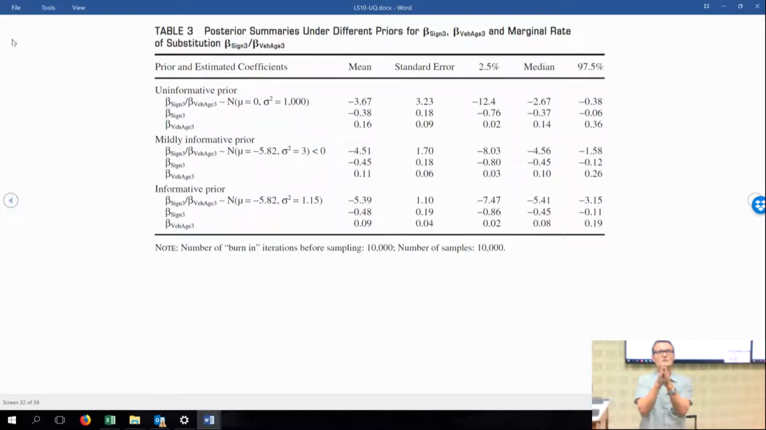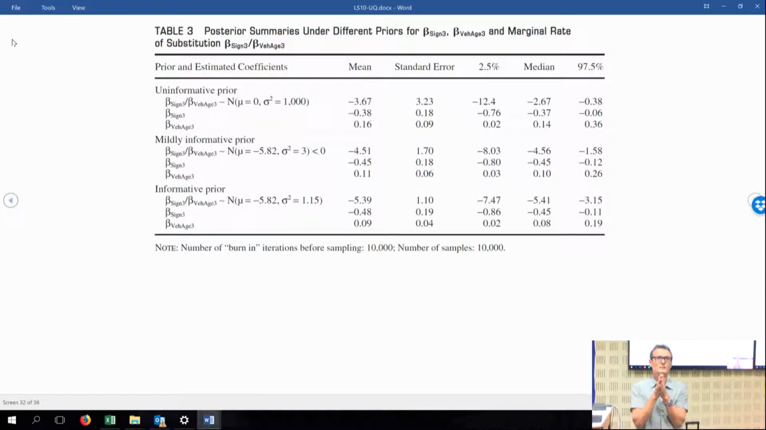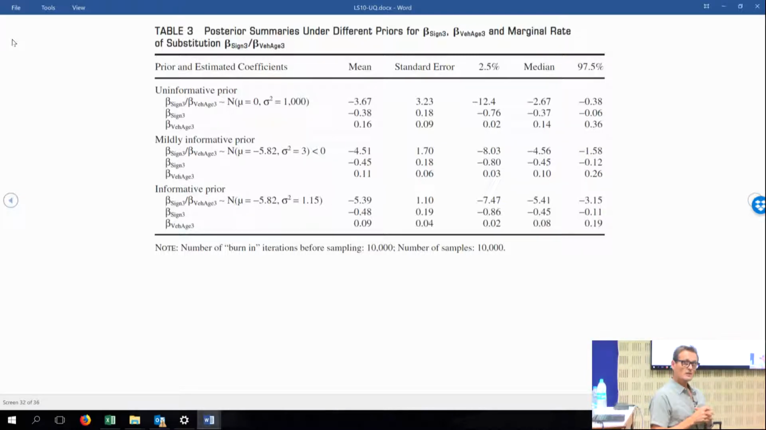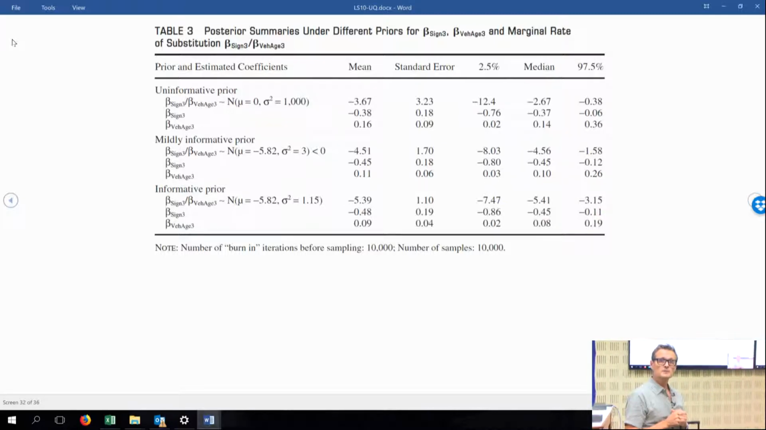What you see in the results are the estimates of the beta sine 3 and the beta vehicle age with those priors. They get shaped in each of the estimations more and more by the prior. In the top model, the beta sine 3 is minus 0.38, and you could compute the ratio of those 2 because that's what the prior was assigned to. Then it becomes, in the next model, 0.45, and in the bottom, 0.48. So it's more and more shaped by the prior because it's more precise and more specific each time.